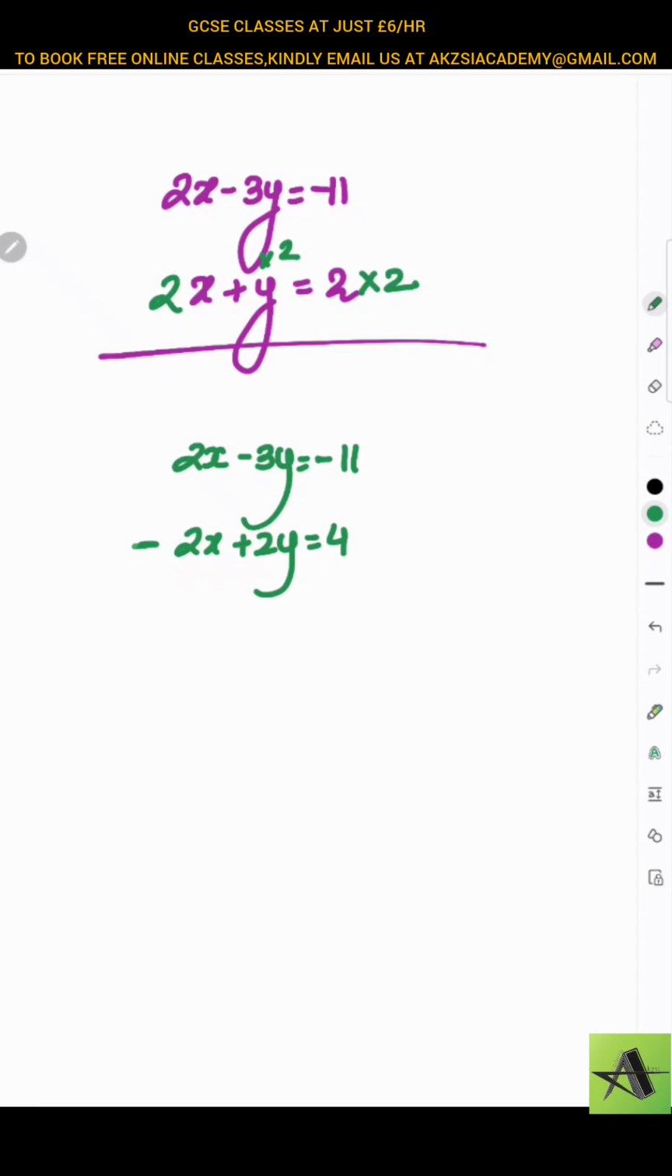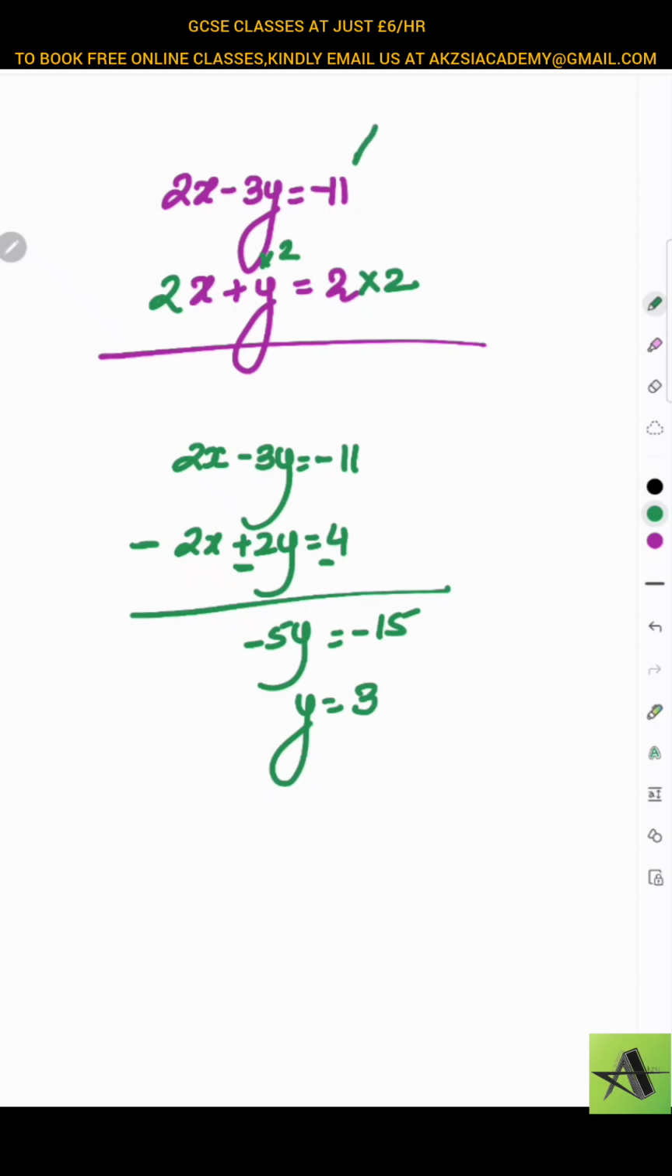So subtracting, as I told you, on subtracting you have to change the sign of all the bottom terms. This will become 0, this will become minus 5y, and this will become minus 15, and y is minus 15 over minus 5, which is 3. Now in either of the equations you can substitute this value. Let me substitute it here.